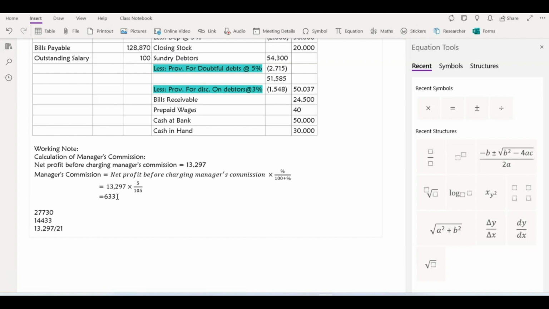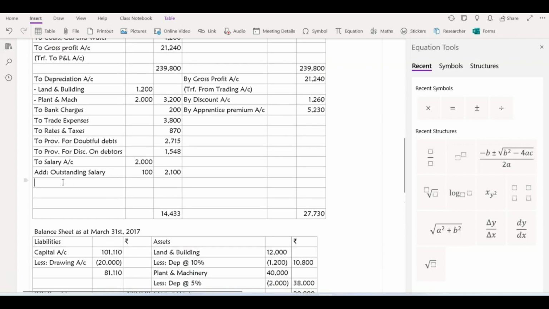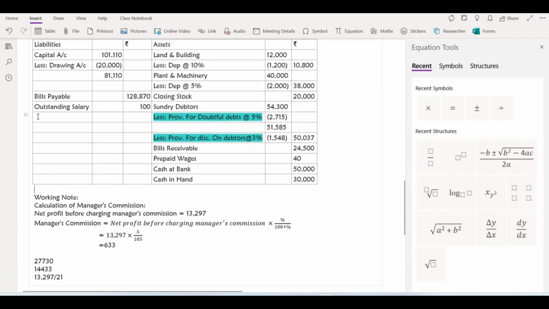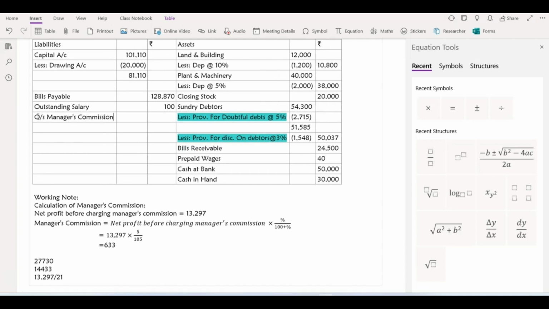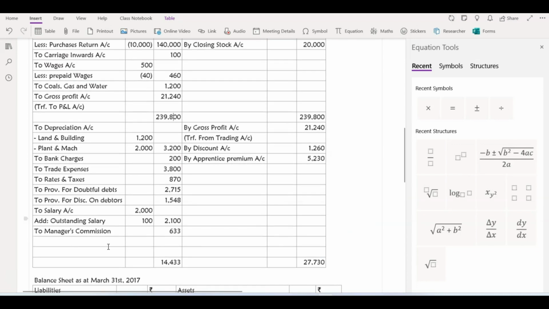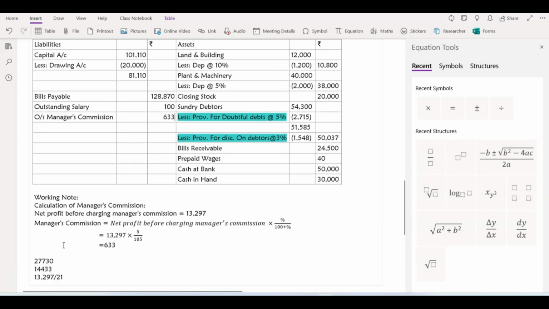Now, manager's commission, how do we record this? Manager's commission account debit to outstanding manager's commission. So first we are going to write here to manager's commission account 633, and then here on the liability side outstanding manager's commission 633. All right, now the only last thing we have to calculate is net profit or loss.